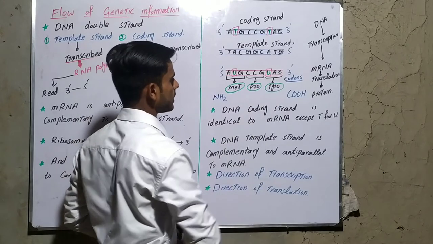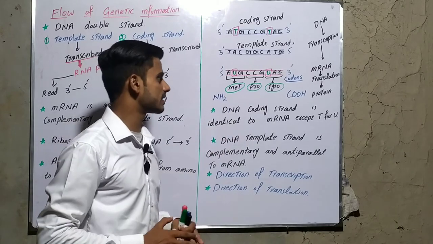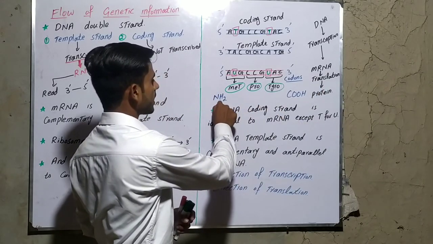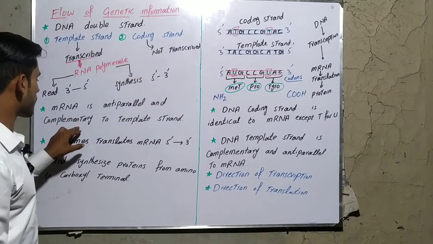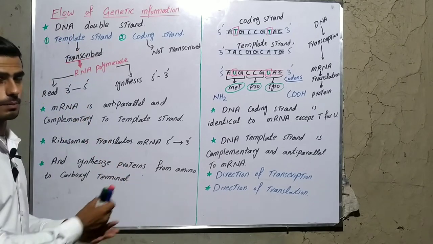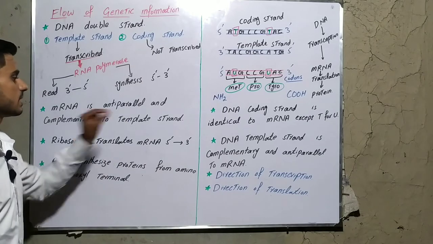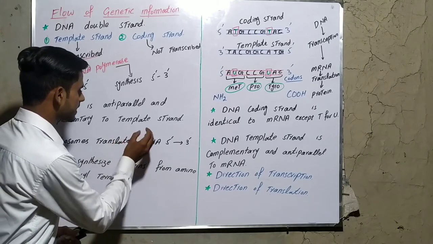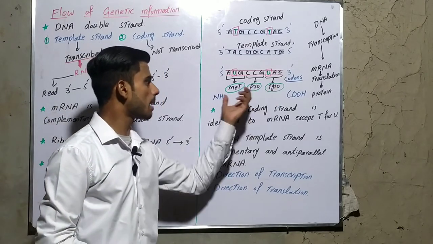These are the amino acids, not proteins, and these amino acids will form the proteins from the NH2, meaning the amino end, towards the carboxyl end. So this is the concept here. After the formation of messenger RNA in the nucleus by transcription, as we explained in the previous slide, messenger RNA will move out into the cytoplasm, and then ribosomes will translate this messenger RNA from 5' end to 3' end, and it will form the amino acids.